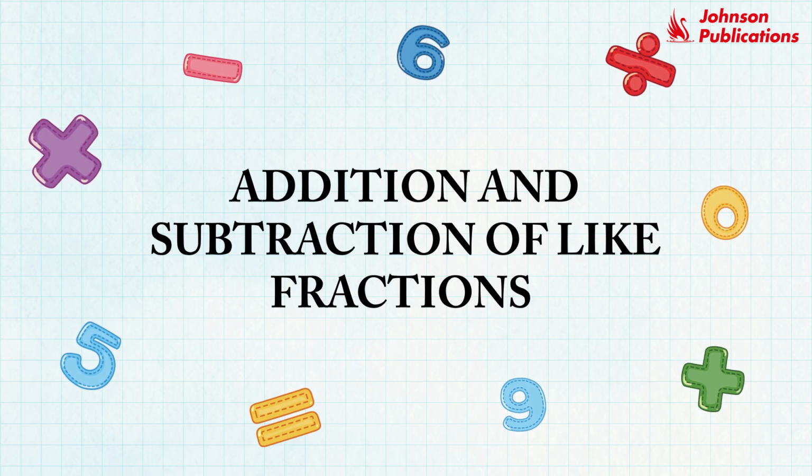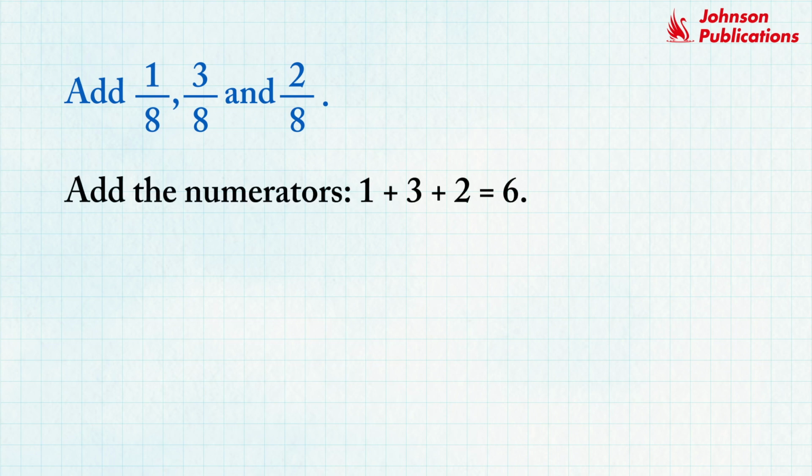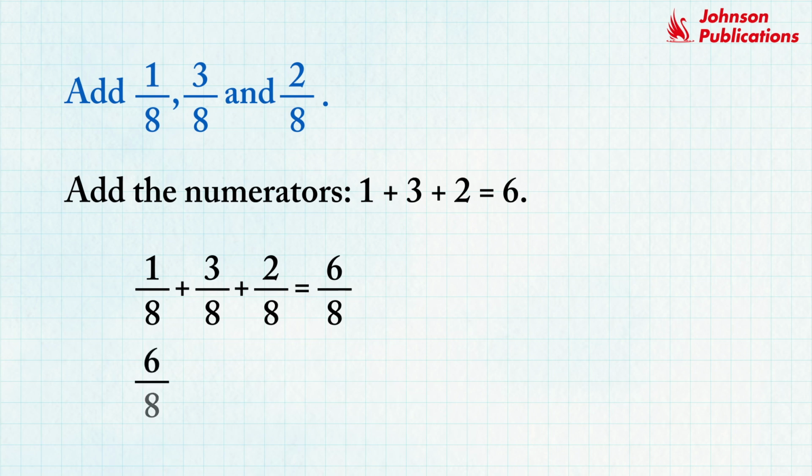Addition and subtraction of like fractions. Example 1. Let us add 1 by 8, 3 by 8, and 2 by 8. Add the numerators. 1 plus 3 plus 2 equals 6. Now, write the sum above the same denominator. Thus, 1 by 8 plus 3 by 8 plus 2 by 8 equals 6 by 8. On simplifying 6 by 8, we write it as 3 by 4.